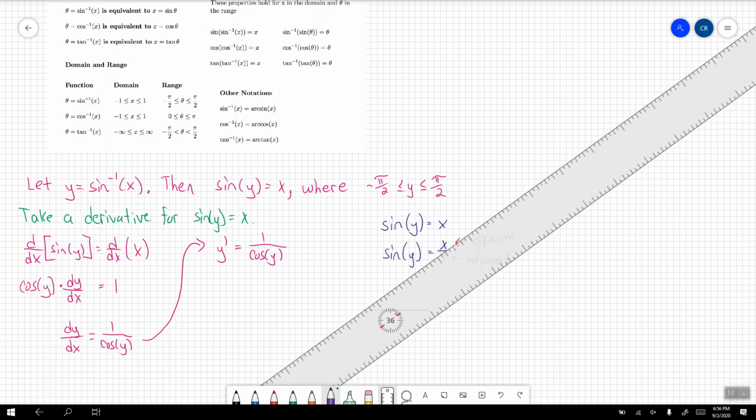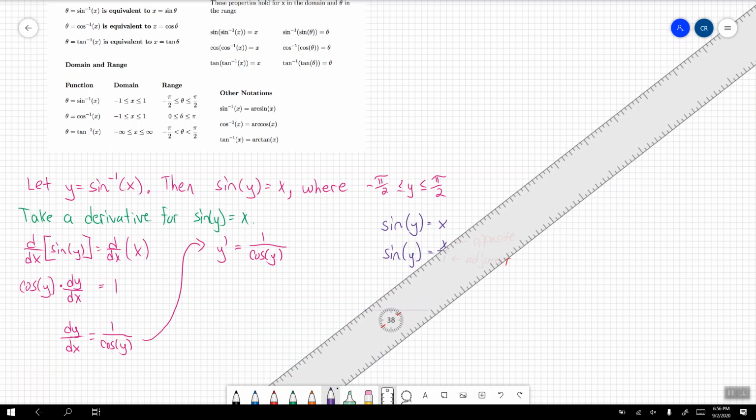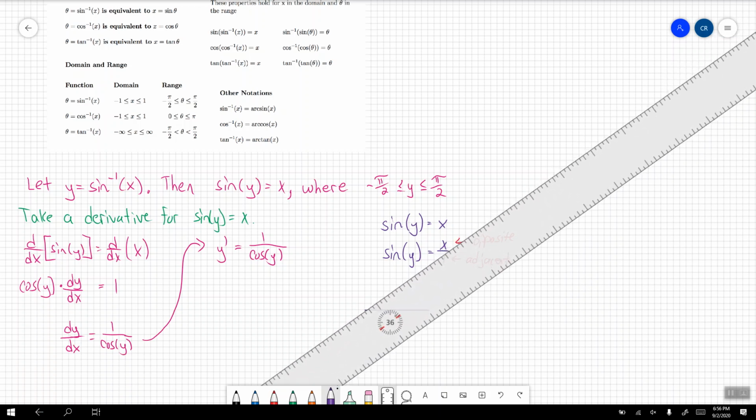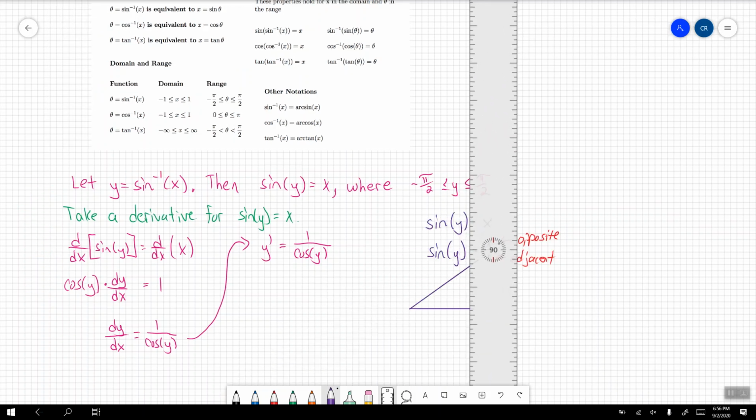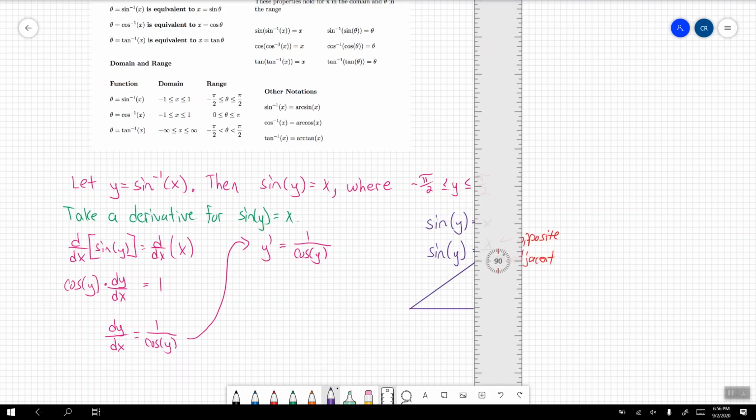Here we go. All right, and here we are. So here's our triangle.